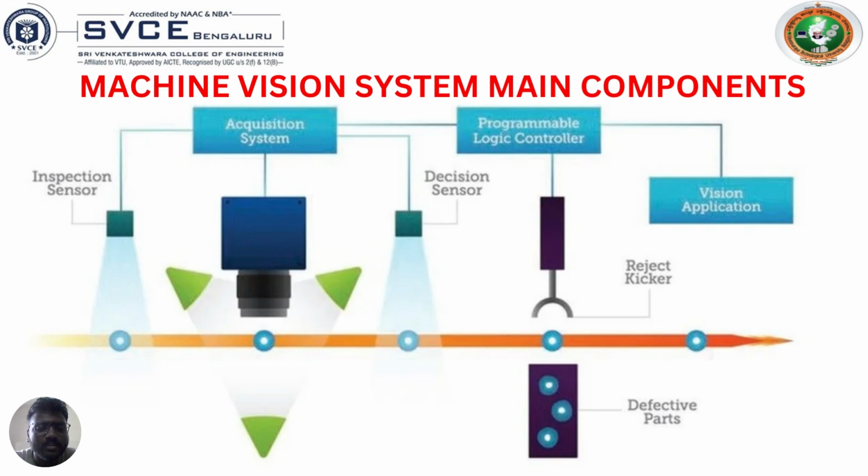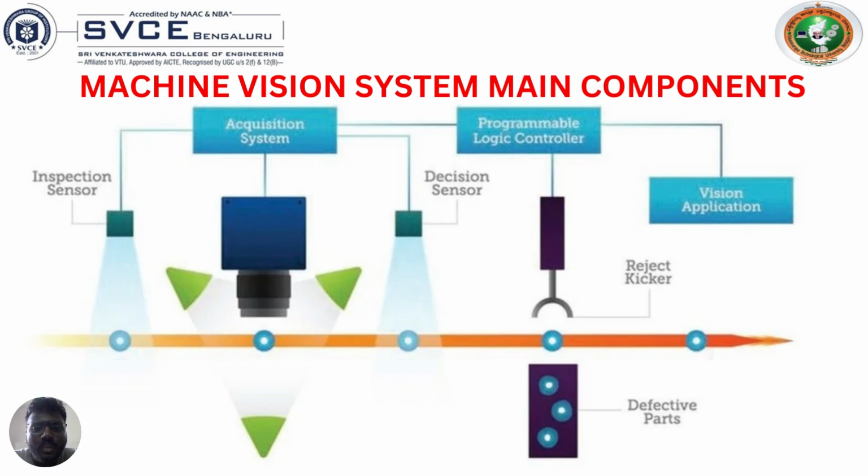It will capture the image and analyze it against the stored image. If any defect is found in the image, it will be rejected. If the object is correct and matches the stored image, then it will be sent for further operations on the assembly line. The decision sensor will decide whether the part should go as a defective part or continue for further operations, and all this will be controlled by the programmable logic controller.